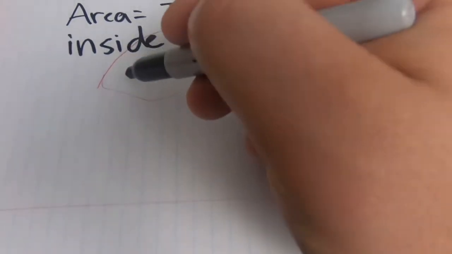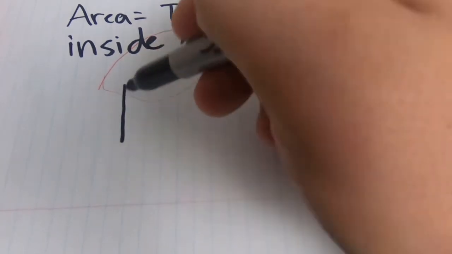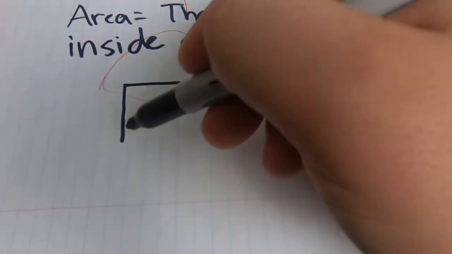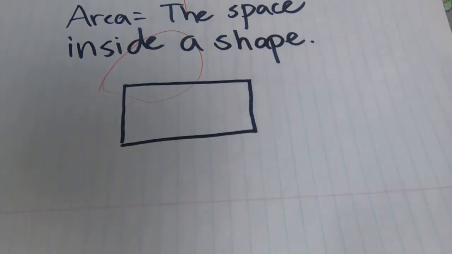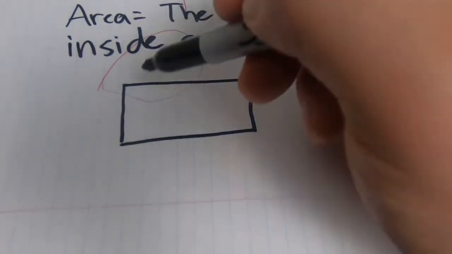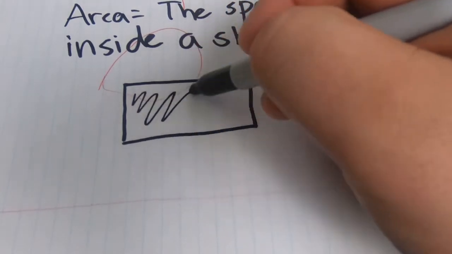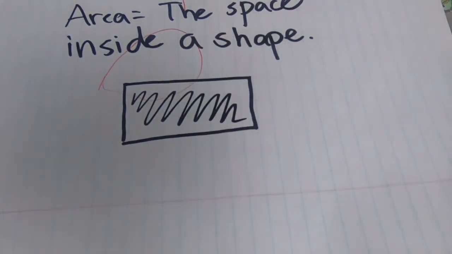So again, let's go with a shape that we already started with, which is a rectangle. I'm freehanding it here, so bear with me. I know it's not great. I already see it's off, but that's okay. So area would be the distance, or the space, I should say, inside the shape. Not around it, but inside. That's what area is.